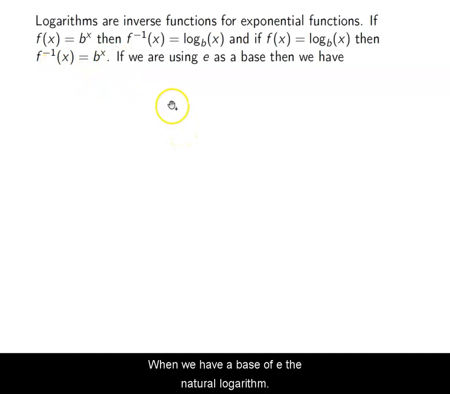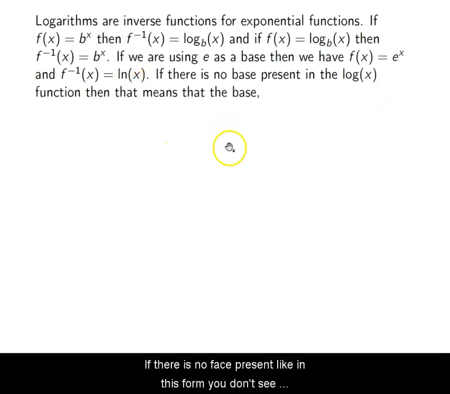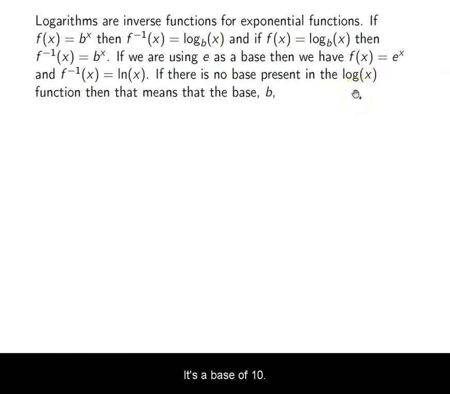When we have a base of e, the natural base, then our log is the natural logarithm, or ln of x. If there is no base present, like in this form, you don't see anything in the bottom, there's no 5 or 3, then by default it's a base of 10.